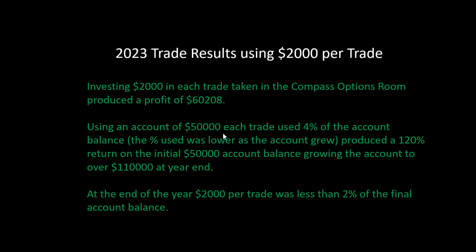Pretty good. And I do say in here, if you have a $50,000 account balance at the beginning of the year, you would have been using 4% of your account balance in each trade. Once you got to the end of the year, since we grew about 120%, your balance should have been around $110,000. So each trade at that point would have been less than 2% of your total account balance. I mean, you could have increased how much you want to put in a trade. So anyway, at the end of the year, a $2,000 trade was less than 2% of the final account balance. So it went up by $60,000 from 50 to about 110.